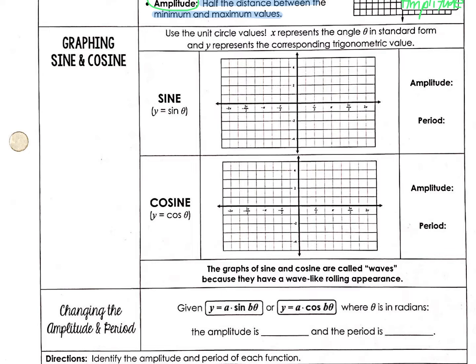In order to graph the sine function, we are going to look at the unit circle. So you've got to use your unit circle values. This x-axis right here is going to represent the angle in standard form, and you'll notice that it is always, 99% of the time, in radians. And then this y right here always represents the corresponding trig value. So, at this value, pi over 2, what is the sine value of that angle?